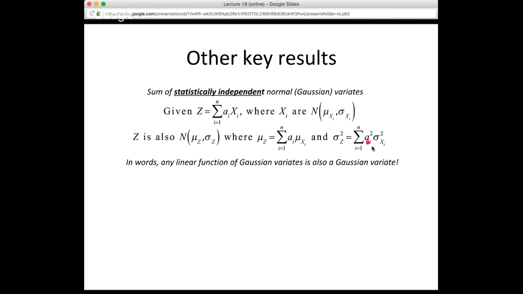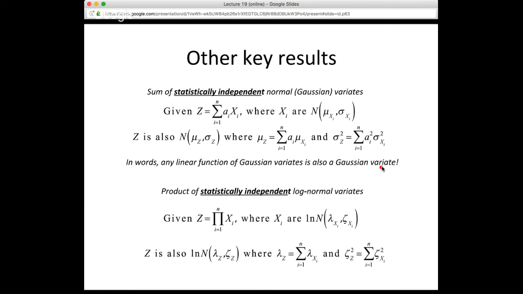So in this case, this is a bit of a difference. For example, if one of these ai's was a negative number, in the mean, the mean associated with that negative number would subtract in the sum, whereas in this case, you can see that it's squared, so it would always add. So the variance is always increased, even if the mean can be decreased in some circumstances. So in words, basically what we're saying is that any linear function of Gaussian variates is also a Gaussian variate. It's just a really succinct way of saying it.